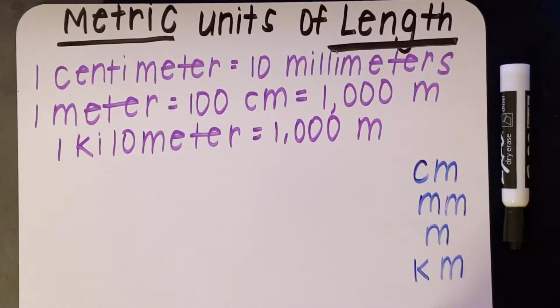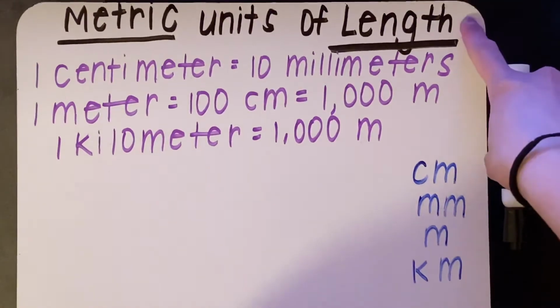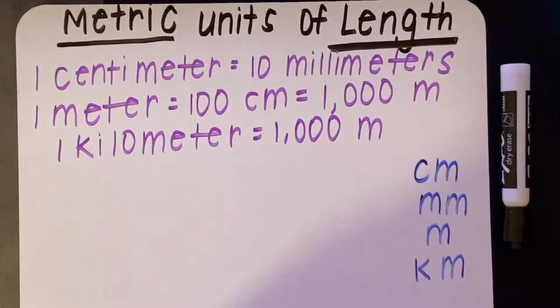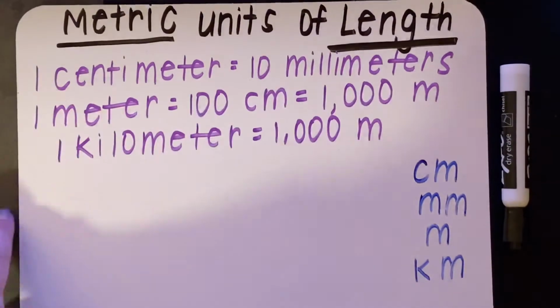Metric units are typically used in other countries. The United States will sometimes use them, but typically it's other countries that are measuring using metrics. And today we're looking at length, which means how long something is. So the three measurement facts that you're going to need to remember are right here.